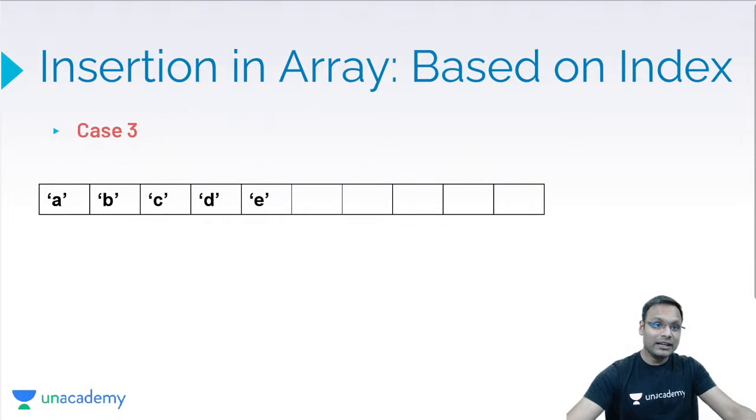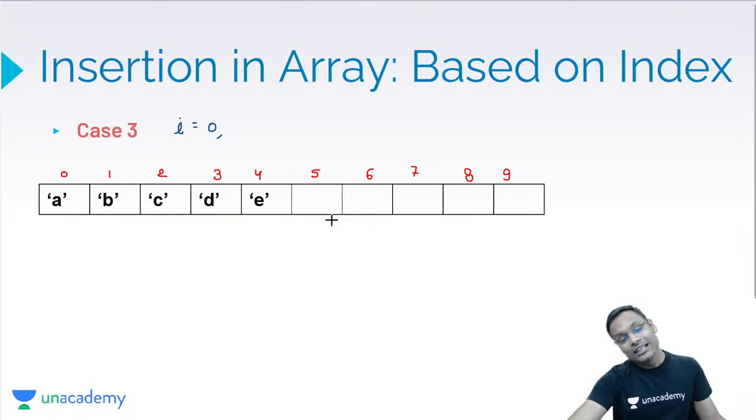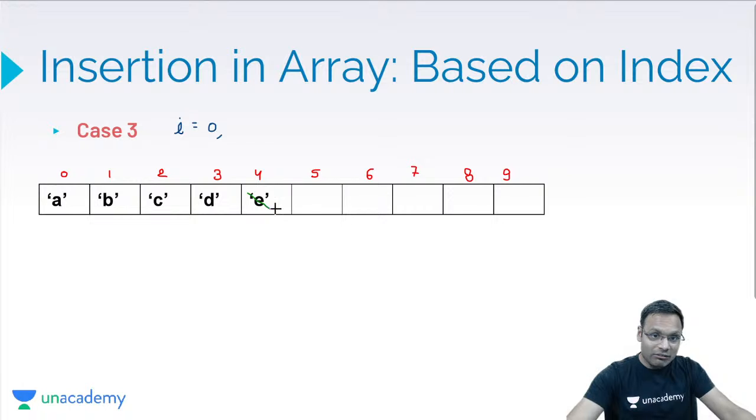Let's say the index is given as the lower bound only. If index I is given as lower bound, 0, in that case I will have to shift all the elements to the right. So E will be shifted here, D here, C here, B shifted, A shifted, and then after that I'll insert, let's say, item X.